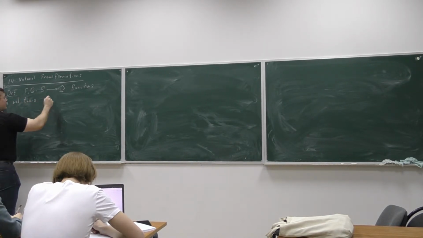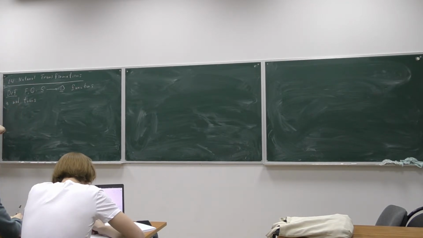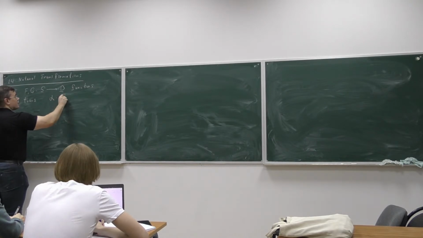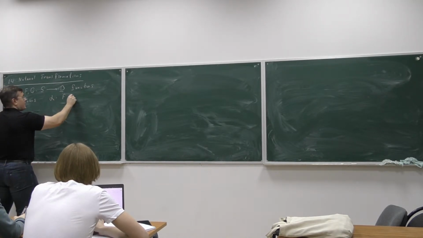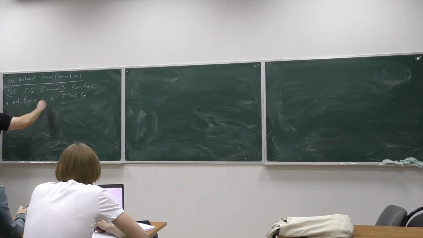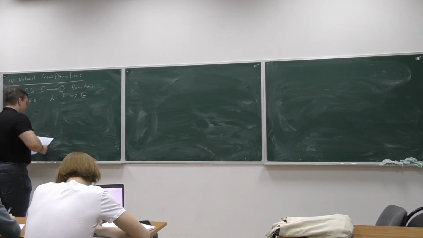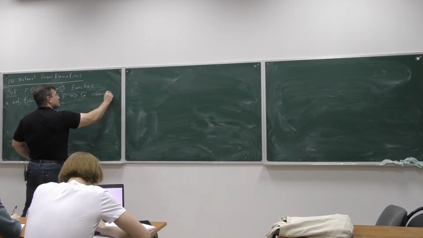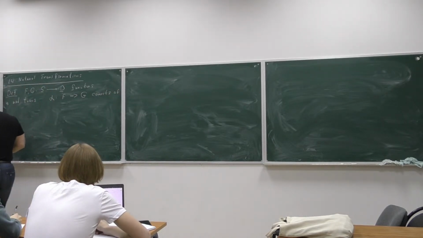So notation for natural transformations, I'm usually going to use some Greek letters, for example, alpha. So we can think about this as a map, and the notation is a double arrow. So this is the notation for natural transformations, and this means the following. So this natural transformation consists of the following data.